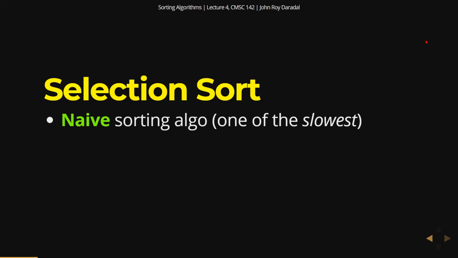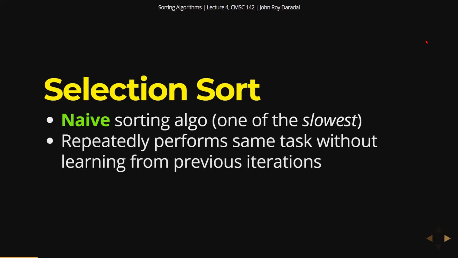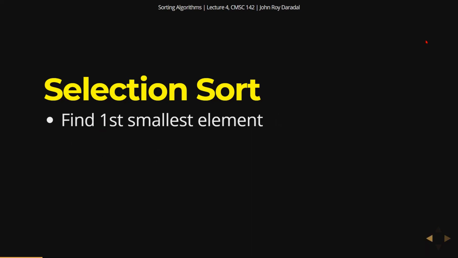Okay, now selection sort is a naive sorting algorithm. It's very simple, and it's also one of the slowest because it's fairly simple, right? So it repeatedly performs the same task without learning from previous iterations. Okay, so that's why it's naive. So how does selection sort work?